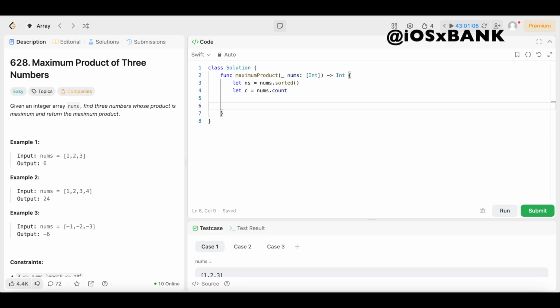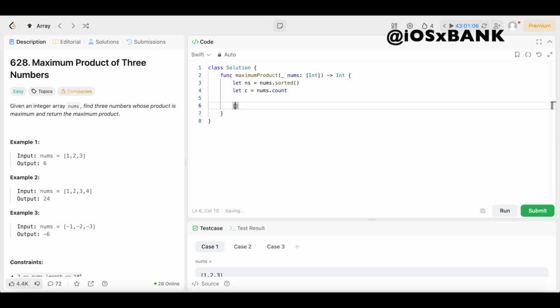Now all we have to do is return the maximum possible product of the three numbers by using two different possible candidates. We're going to get the product of the two smallest numbers, which may be negative, times the largest number. So let me just give you examples.